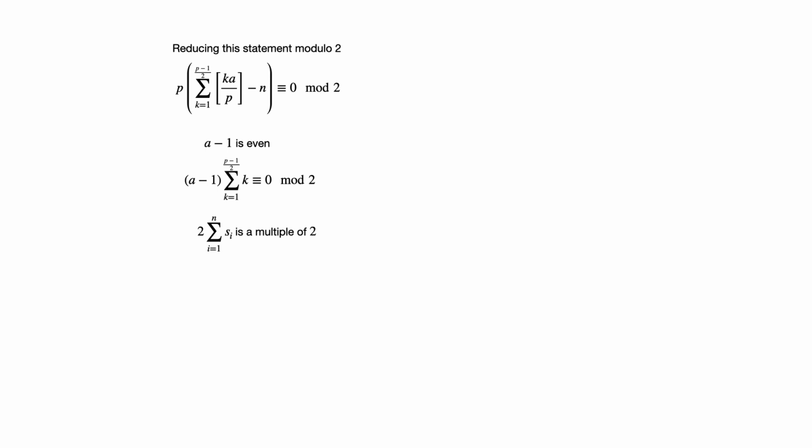Reducing the statement modulo 2, as we only care about the evenness and oddness, we get that p times the quantity, the sum as k goes from 1 to (p−1)/2 of the greatest integer part of ka/p, minus n, is congruent to 0 mod 2. This is because a minus 1 is even, and so (a−1) times the sum of k is congruent to 0 mod 2. 2 times the sum of si is definitely a multiple of 2, and so it too is congruent to 0 modulo 2.